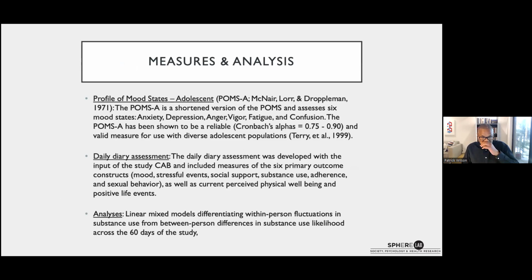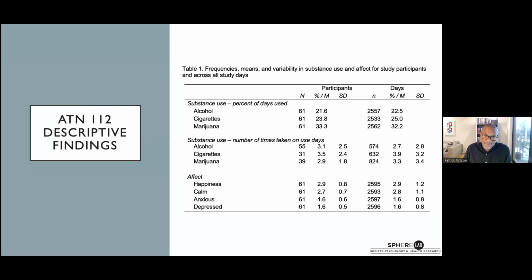We also created an assessment, using input from a CAB, that got at stressful events, social support, and other factors that we're interested in. And I'm happy to go over the analyses if people have questions, but we use pretty standardized approaches, mixed methods, in this case linear, but also sometimes logistic, mixed models that allow us to distinguish within and between person differences.